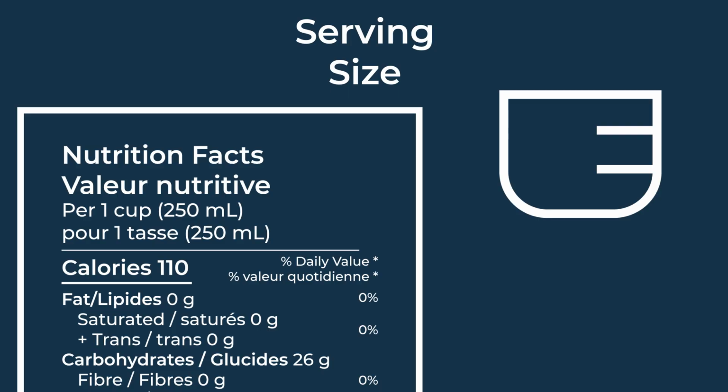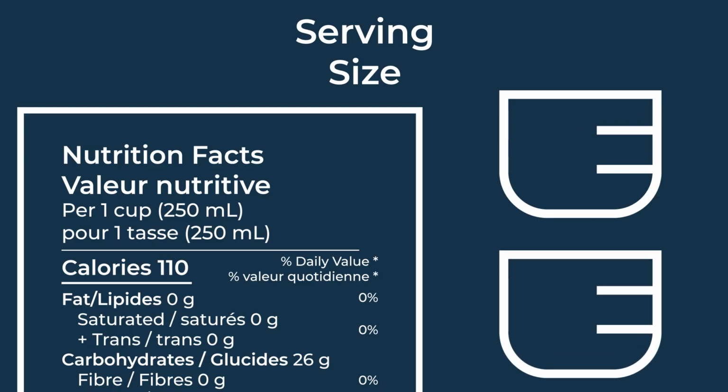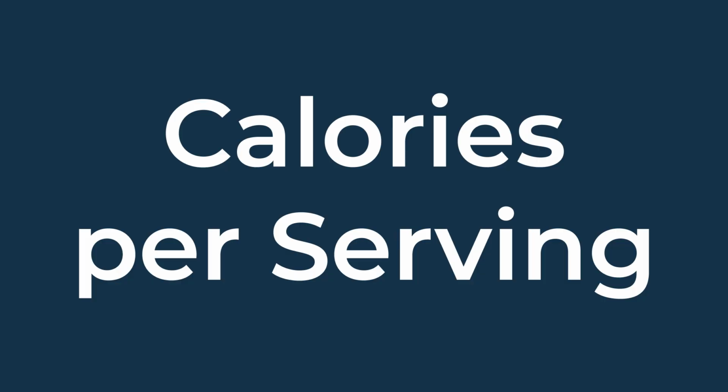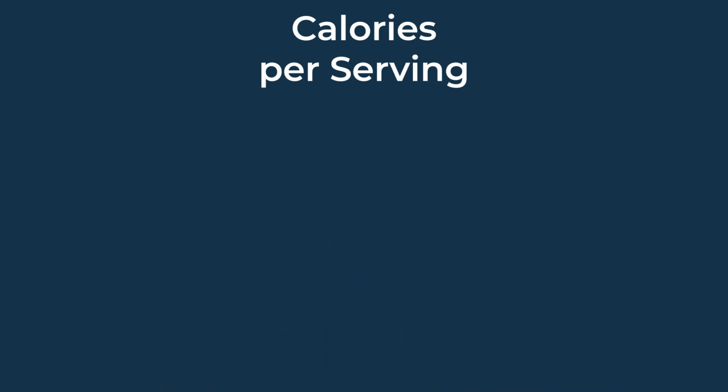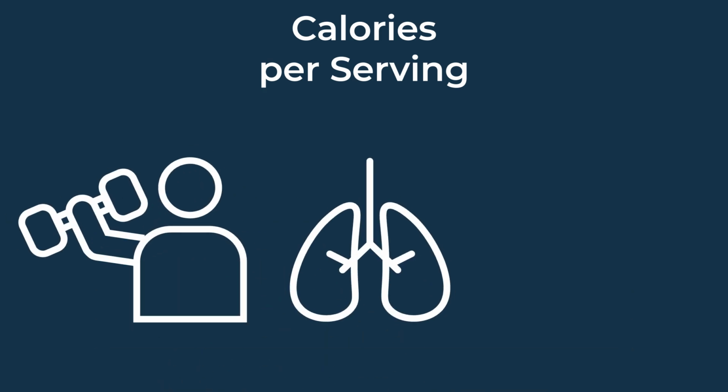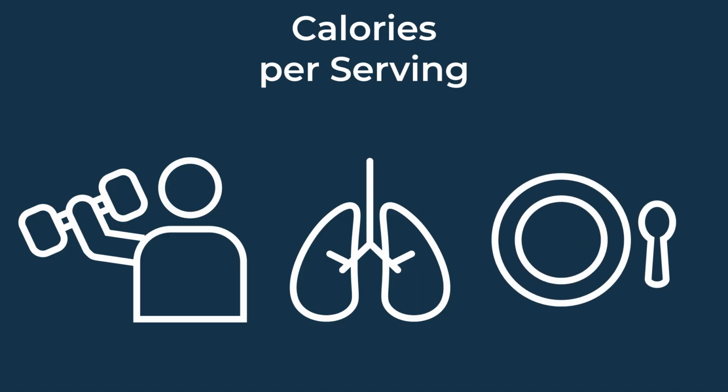It's important to compare the serving size to the actual amount someone eats. If a person eats double the serving size, they're also consuming double the calories and nutrients. Calories per serving. This number will tell you how much energy is in one serving of the food. In the example shown, there are 110 calories per serving, meaning 110 calories for 1 cup, or 250 milliliters. Knowing this can help track dietary needs, whether it's achieving weight goals, managing chronic conditions, or promoting balanced eating.